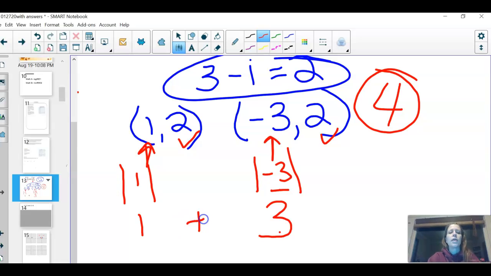So I'm going to add them. Yo voy a sumarlos. And 1 plus 3 equals 4. So if the numbers are on the same side, either they're both positive or they're both negative, I can find their absolute value and subtract. If they are on the other side, I need to find the absolute values and add.